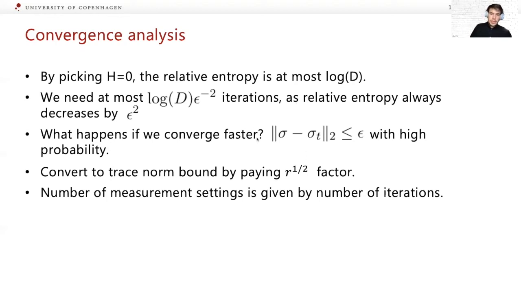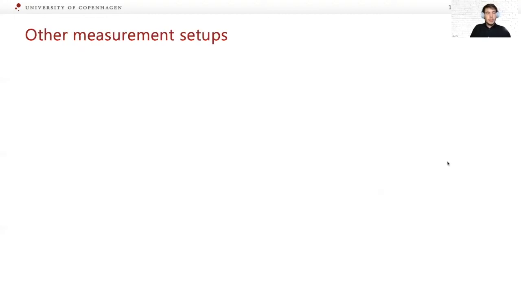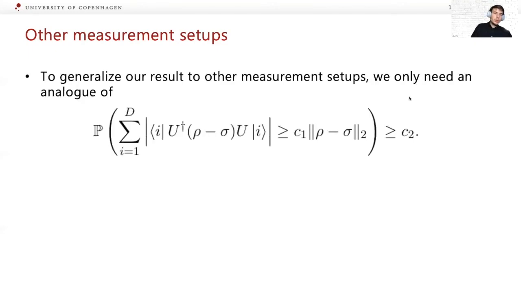So the number of basis settings is given by the number of iterations. And the number of samples we need for each iteration is d over epsilon to the minus 2, because this is the number of copies we need to recover the histograms of the measurements for that basis. So this completes the analysis of how we actually obtain the sample complexity for our algorithm and the number of basis settings. But you could also ask yourself, well, what about other measurement setups?